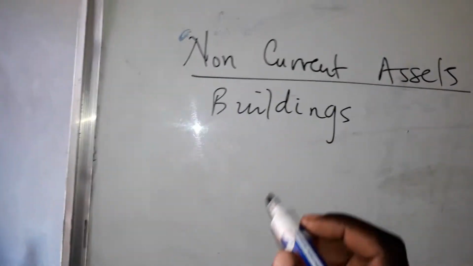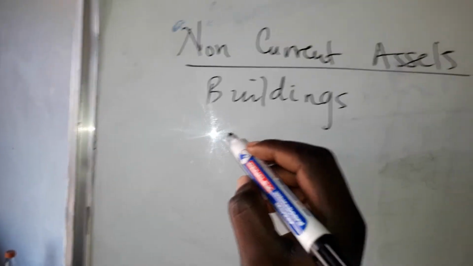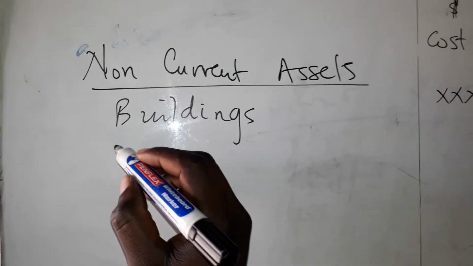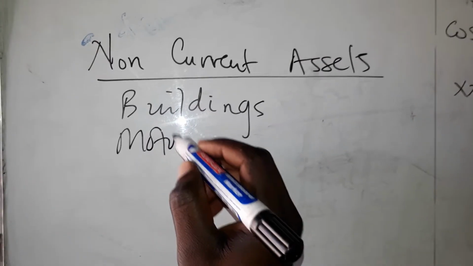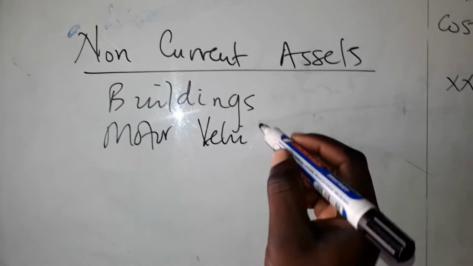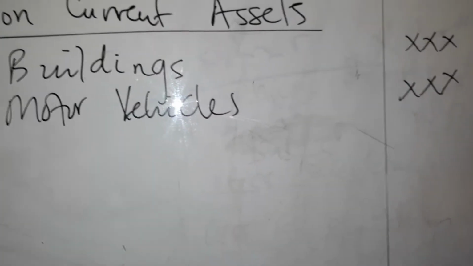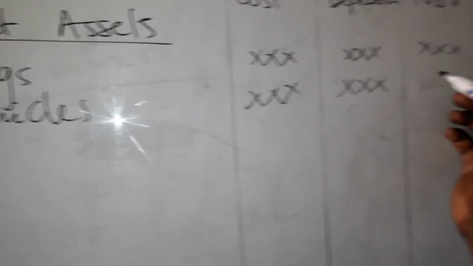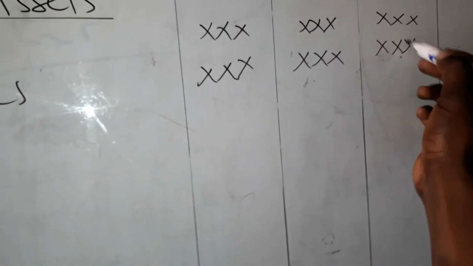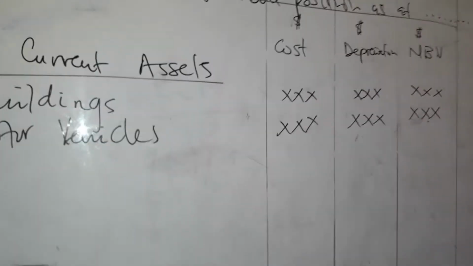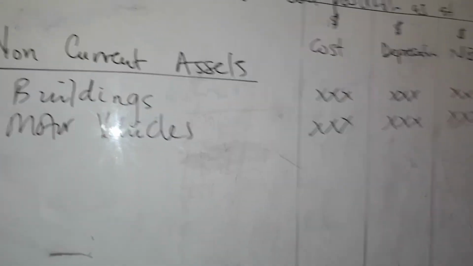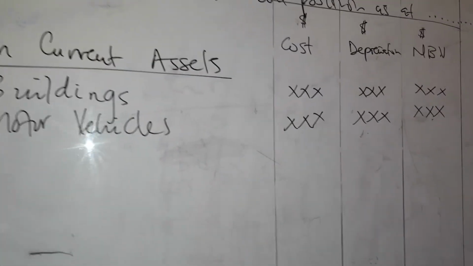Let's say another example of a non-current asset. Let's say we have motor vehicles, right? The cost XXX, depreciation XXX. Then if we subtract here, we're going to get what? A value here, right? Then you can add as many non-current assets as the company has.